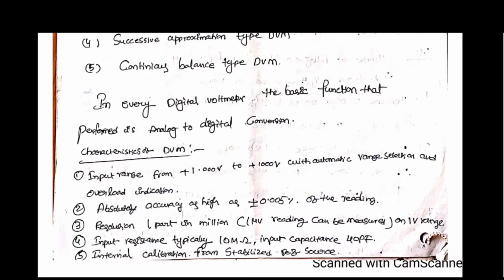Characteristics of DVM: input range from 1 volt to 1000 volts with automatic range selection and overload indication also. Absolute accuracy is very high, plus or minus 0.005% of the reading. The resolution is 1 part in 1 million, so a 1 microvolt reading can be measured on the 1 volt range. It is impossible to measure 1 microvolt using an analog instrument, but on the 1 volt range it can easily be measured. Input resistance is typically 10 mega ohm, which means high input impedance for digital voltmeters. Internal calibration with a stabilized reference source.